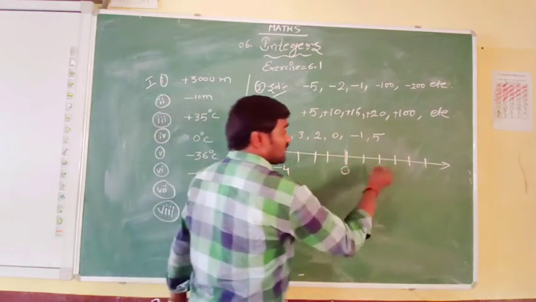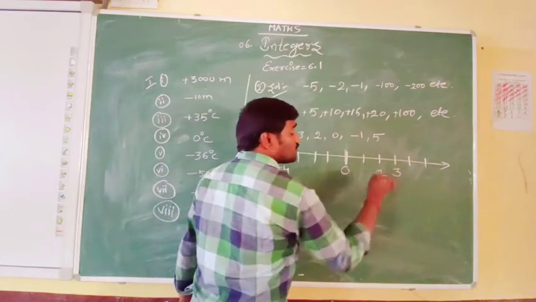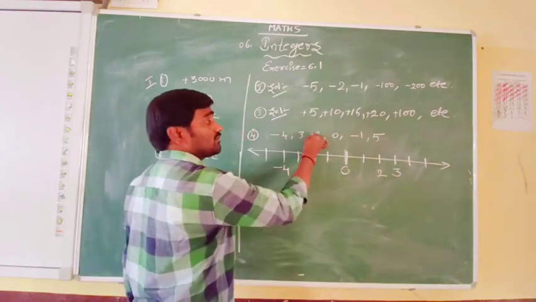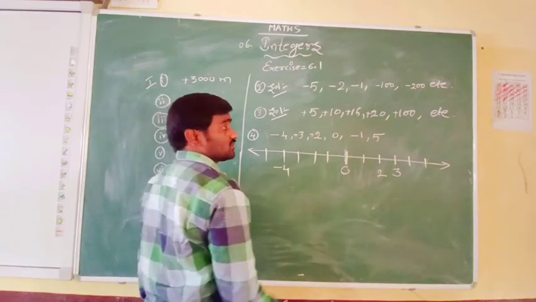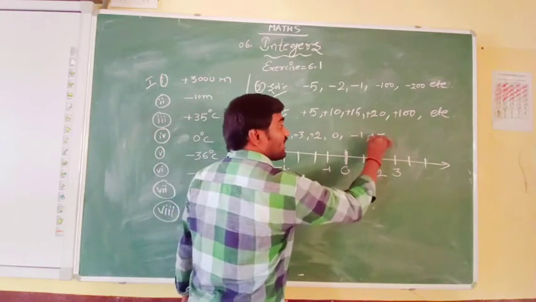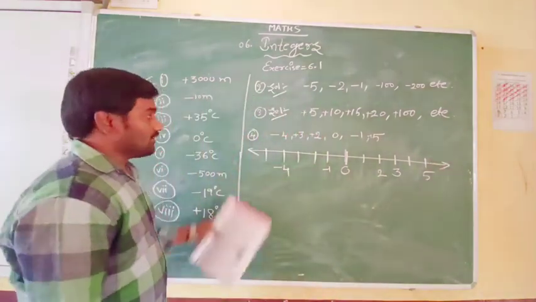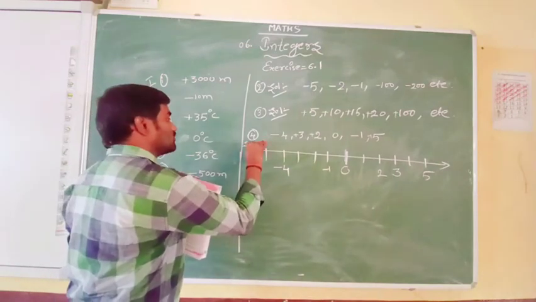Plus 3, right side of the 0. 1, 2, 3. And 2, plus 2, that is right side of the 0. If there is no symbol, you have to assume it is plus only. Here there is a minus 1. You have to write minus 1 here. Here 5, plus 5 it is. So it comes here, plus 5. Yes, finished. This is the fourth solution.